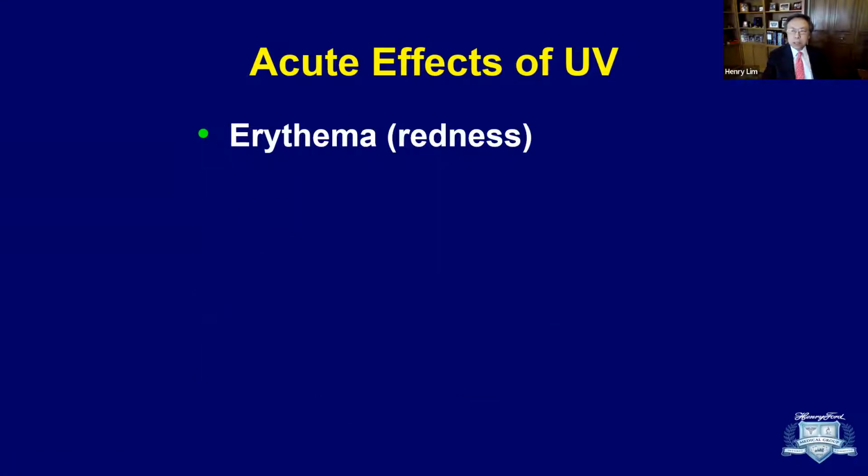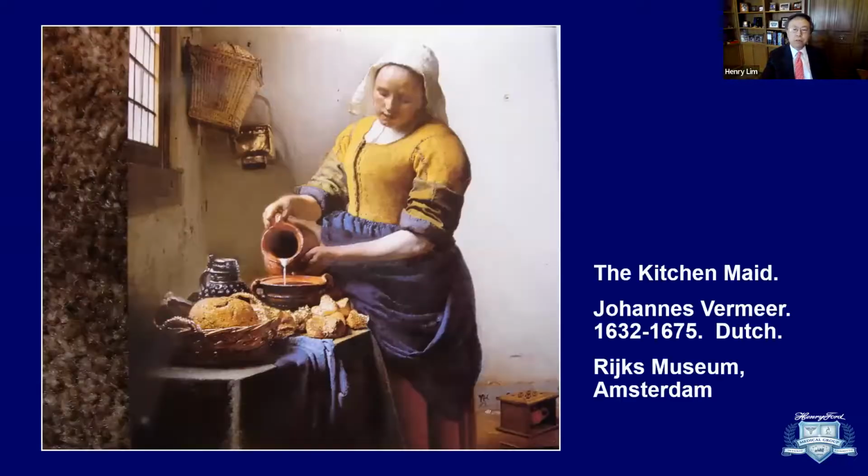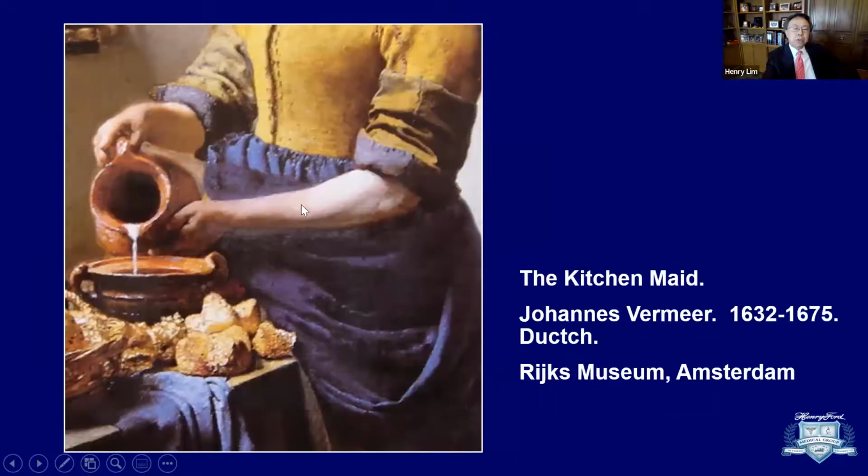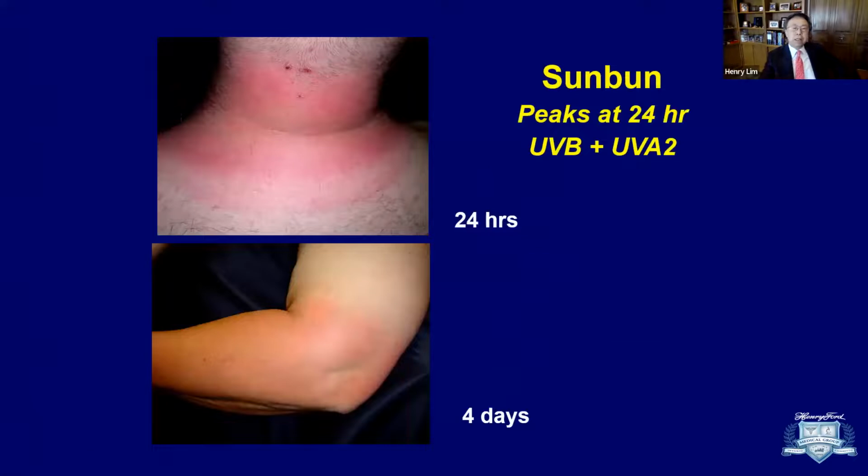The most familiar one is erythema. This is well known to all of us. In fact, if you go to Amsterdam, you can see this beautiful, very small painting by Vermeer. If you look at this kitchen maid, she's pouring milk and so on, and he is a very, very realistic painter. If you focus on the arm, you can see the redness on the exposed area of the skin as compared to the protected area of the skin. You can well imagine, when she goes outside, she would bring down her sleeve, but this area of the forearm is still exposed. That's the reason this area of the forearm is more red as compared to the upper part of the forearm. And clearly, clinically, we all recognize this.